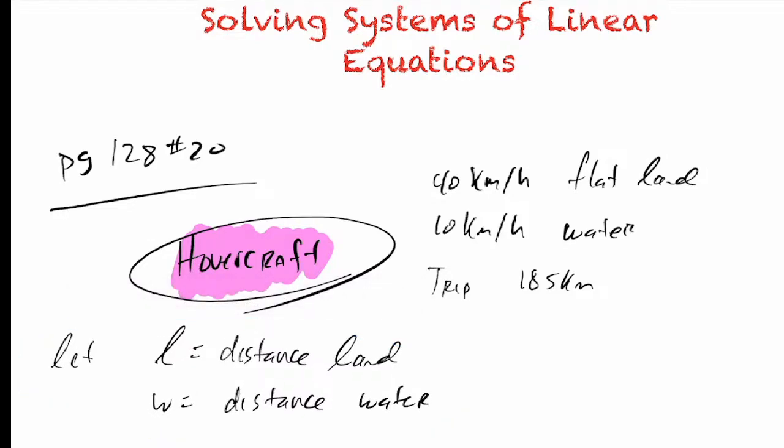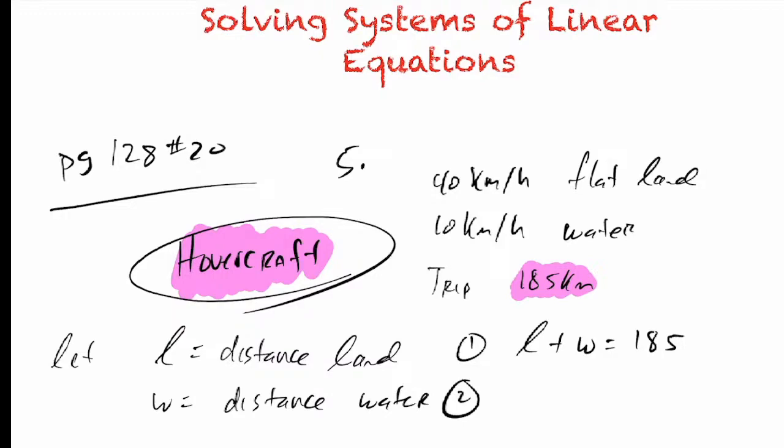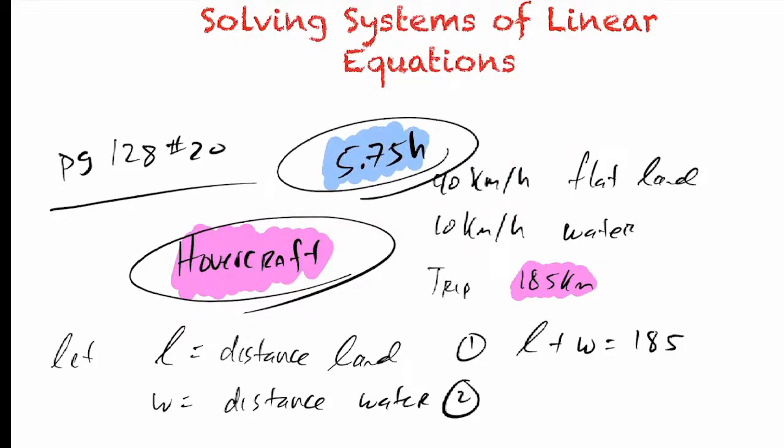Now the problem people have is this part's easy. I know that the total trip is 185 kilometers. So I know that the total distance by land plus the total distance by water is 185. The second equation is where people have trouble, because they tell us one other piece of information: that the trip took 5.75 hours. So my variables are in terms of distance, but I have to express them now in terms of time.